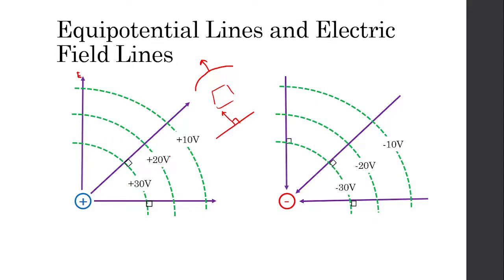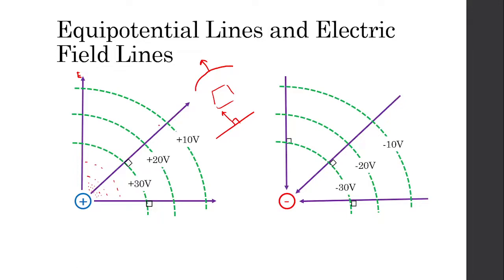Another thing, the electric field will always be stronger where the equipotential lines are much closer. So if I keep drawing my equipotential lines, what you would notice is that these equipotential lines get closer and closer, and the electric field is much stronger at this point.